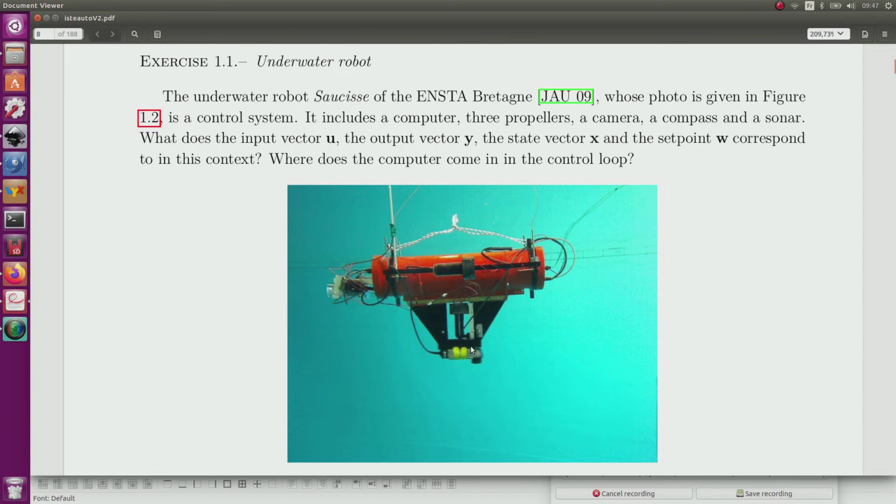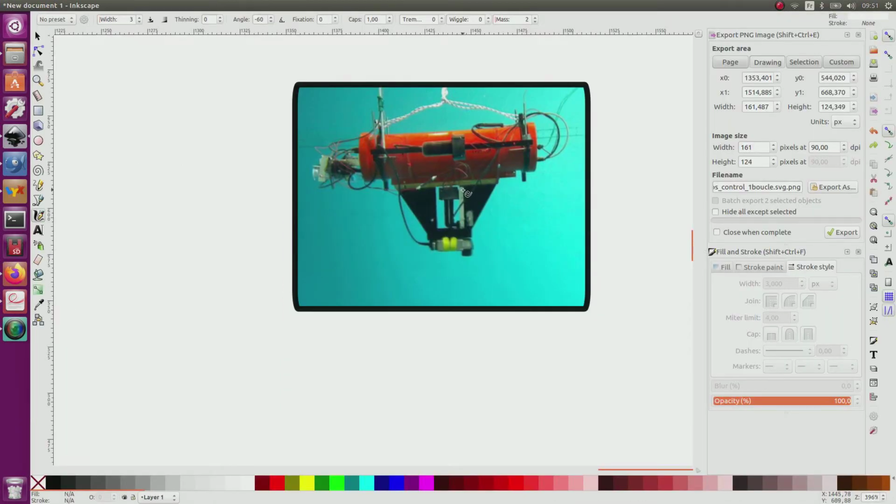The robot has 3 propellers, one vertical one here, and 2 lateral propellers. We can see only one here. There is also a camera in front. There is a compass inside. There is a sonar here, and this sonar is able to send ultrasound that will echo off walls, and when the sound comes back, it allows us to measure distances.